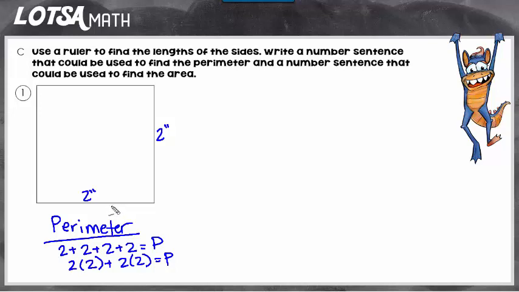But when you have a square, there's some other ways you could do it as well. When you have a square, you know that all 4 sides are the same. So you could do a 4 times 2 equals perimeter, because you have 4 sides that are each 2. So this is another way that you can write a number sentence to help you find the perimeter if you're using a square. Let's talk about the area. If you're finding the area of the square, there's really just one way to do it. 2 times 2 equals area.